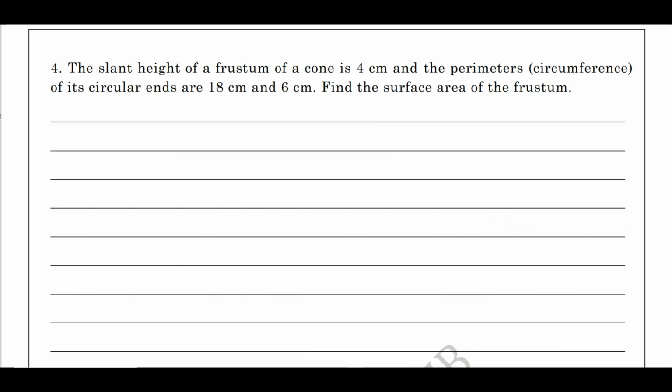Students, moving to next question. The slant height of a frustum of a cone is 4 centimeter, and the perimeters of circular ends are 18 centimeter and 6 centimeter. Perimeter of the circle will be 2 pi r. Remember that the circumference will be 2 pi r. Using this formula they can ask a 1 mark question.